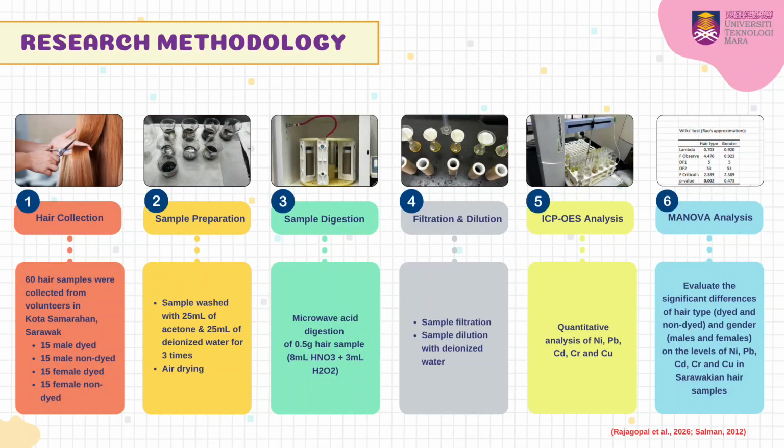Next, approximately 0.5 grams of each sample underwent microwave assisted acid digestion using 8 milliliters of nitric acid and 3 milliliters of hydrogen peroxide. After filtration and dilution, the digested samples were analyzed using ICP-OES to determine the concentration of nickel, lead, cadmium, chromium, and copper. Finally, MANOVA was performed to determine whether hair type and gender significantly influence heavy metal concentration.